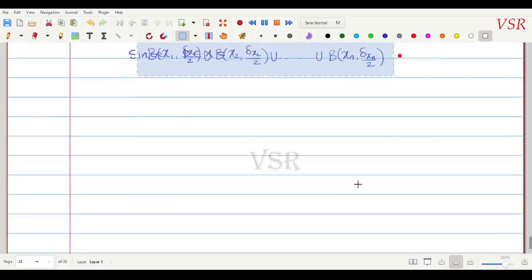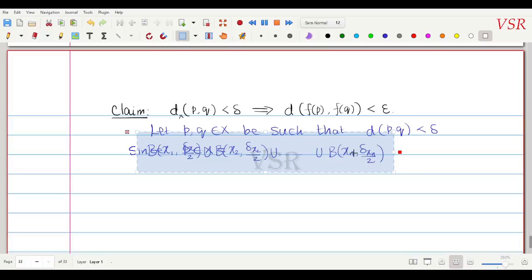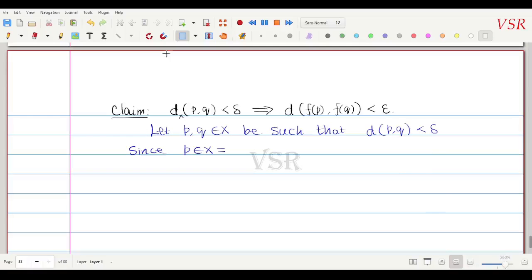I'll write it here. So I write the ball with the center x1 radius delta x1 by 2, union the ball with the center x2 radius delta x2 by 2, union and so on, union the ball with the center xn radius delta xn by 2. I have written it like this.